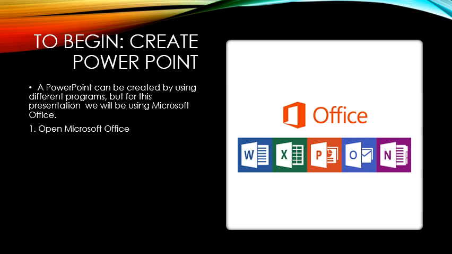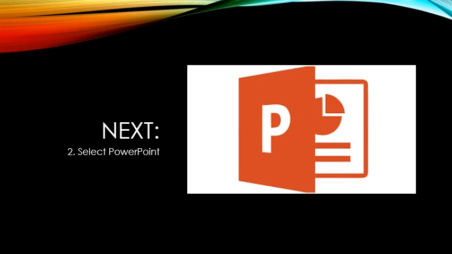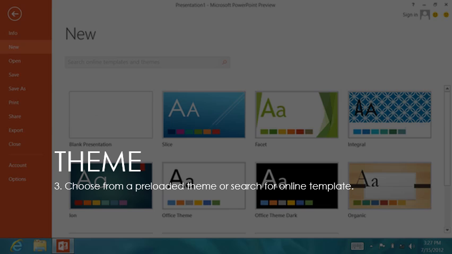To begin, a PowerPoint can be created using many different programs, but for today's purpose, we will be using Microsoft Office. For Microsoft PowerPoint, the icon is in orange as seen on the right, and we'll select that program. Next, choose your theme. PowerPoint Office comes with a variety of themes that you can choose from and change the colors. Or if you'd like to create your own, you can choose blank presentation.